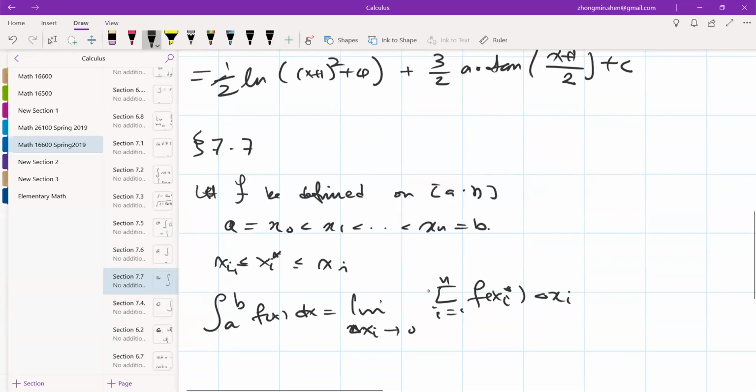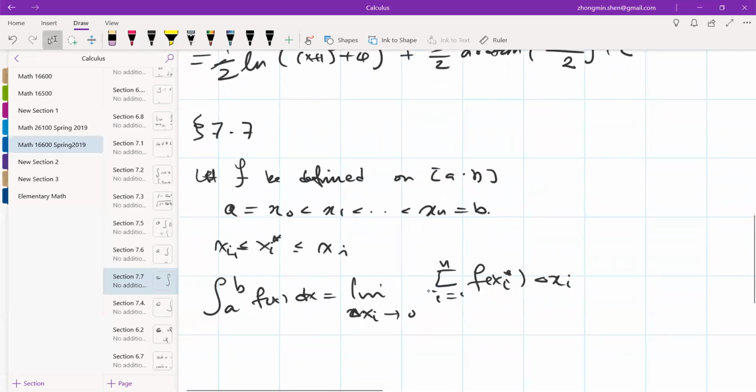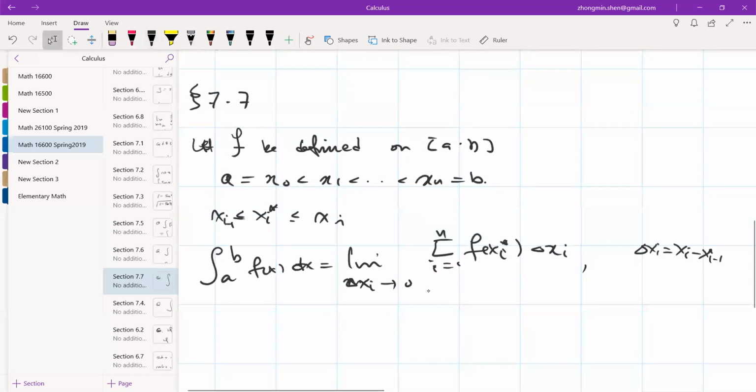Okay, so what is delta x_i? Delta x_i is this because those subintervals do not have equal length. Okay, so delta x_i is going to be x_i minus x_{i-1}. So the size of it. Right. So if you want to estimate the integral, you just use the Riemann sum. Okay. Now there are many choices for that.